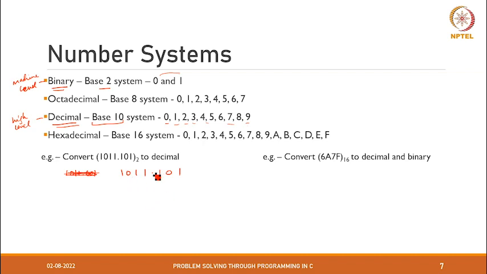Now what you have to do, this is the decimal point here. Start before the decimal point, write to the power 0 below this, and keep on increasing the powers of 2. Similarly, after the decimal point, go to negative powers of 2. Now multiply this with this, with this, and add all of them.